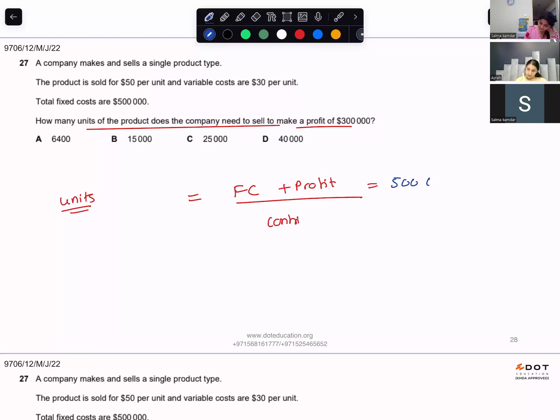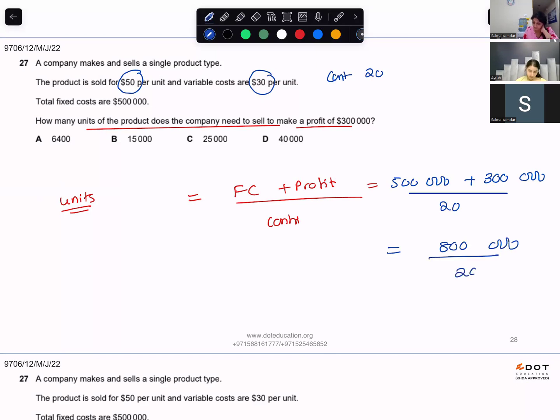A company makes and sells a single product type. The fixed cost is 500,000 plus target profit 300,000. Contribution per unit: 50 is the selling price, 30 is the variable cost. So 20 is the contribution per unit. So this will be 800,000 divided by 20. So it's 40,000. So the company needs to sell 40,000 units to make a target profit of 300,000.